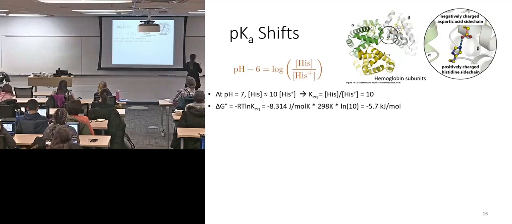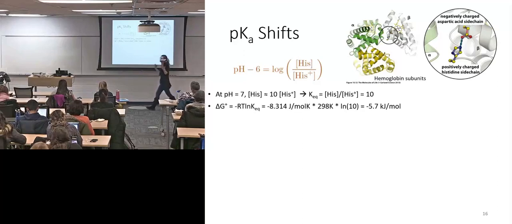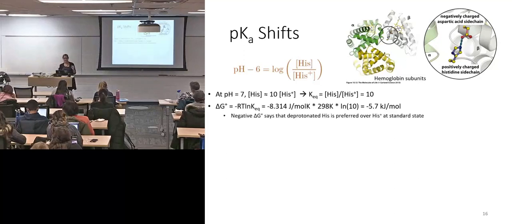So for KEQ, I have products over reactants, so I think I said this backwards here. This is what I'm trying to set up. It has its proton, and I'm taking the proton off. Do I expect the proton to come off spontaneously? Yeah, it has a negative free energy change. If delta G is negative, I expect it to come off, based on this standard state setup and my model value for pKa. Negative delta G says the deprotonated form is preferred, and so that reaction would proceed forward. Okay.